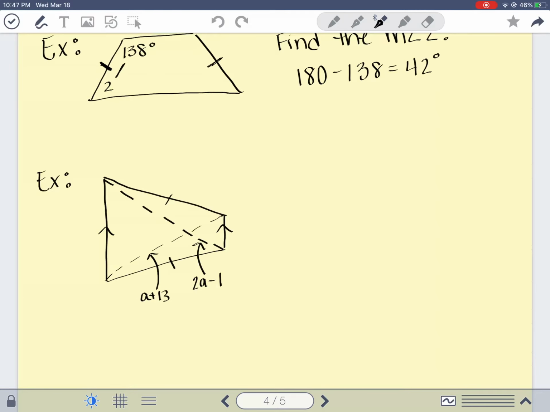All right, now we are looking at our diagonals here. We've got an isosceles trapezoid. And remember, on the previous page, we said that our diagonals here are congruent to each other. So if two things are congruent, remember congruent means to set equal. We've got that this whole diagonal is a plus 13, and this whole diagonal is 2a minus 1. So we are going to set them equal to one another.